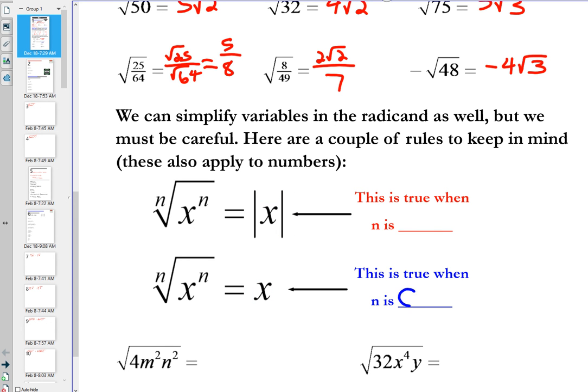If you have an odd index, that's the word that goes there, right? If the index and the exponent are odd, you don't have to worry about anything. Don't worry about any special rules.